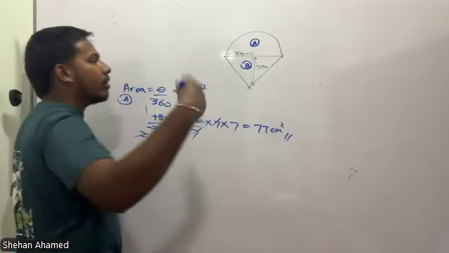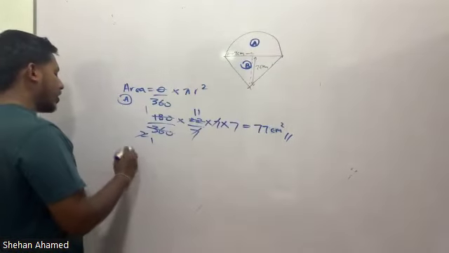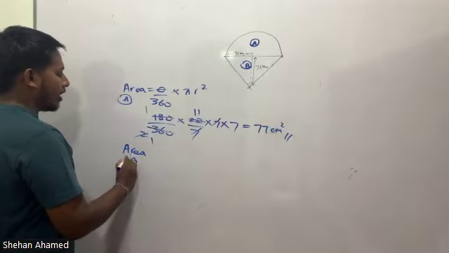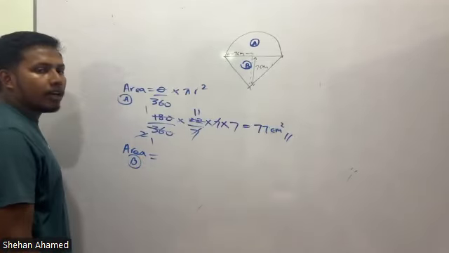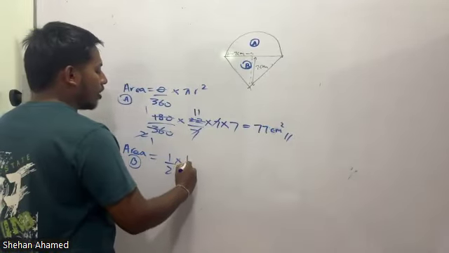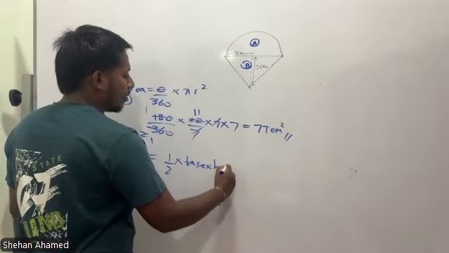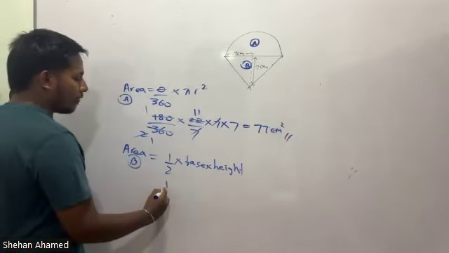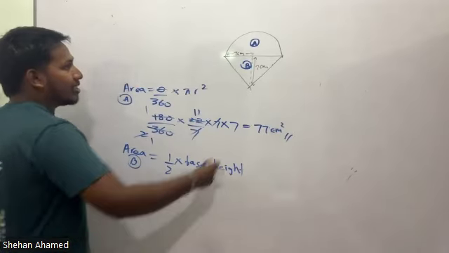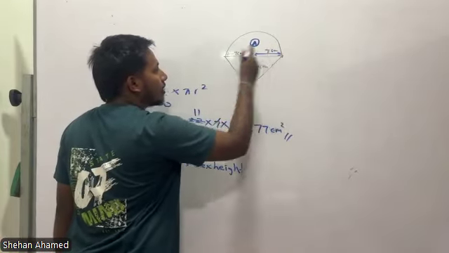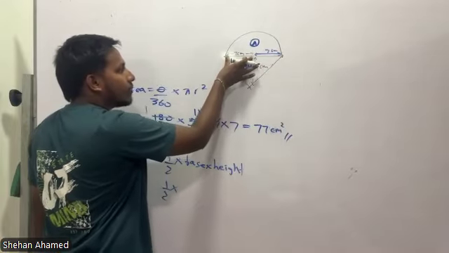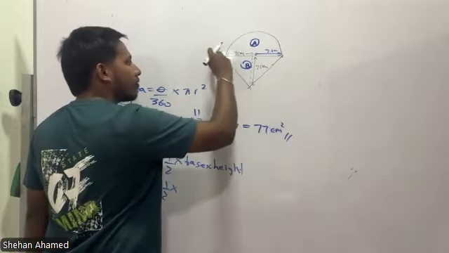Right. We are going to move to the area of the figure B, which is a triangle. In the beginning of the class, I discussed how to find the area of a triangle, which is half into base into height. Right. Now half is there. What is the base here? Now look carefully. This is a radius which is 7. This is also 7. Why? This is the diameter of a circle. If this is 7, this is also 7. Radius plus radius is equal to diameter. So this is the base of the triangle.